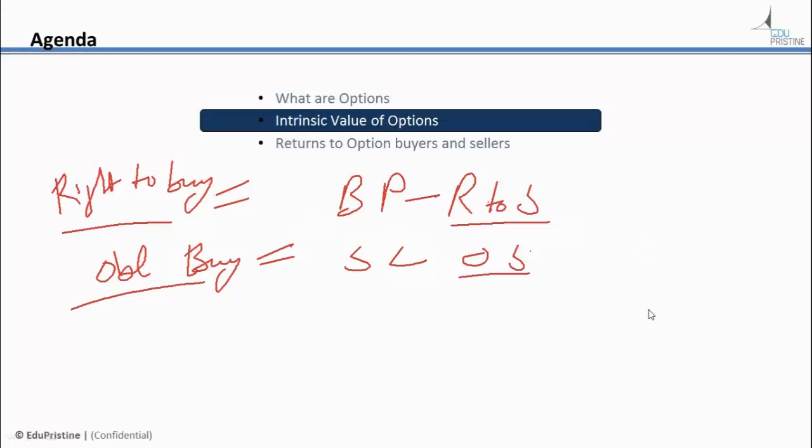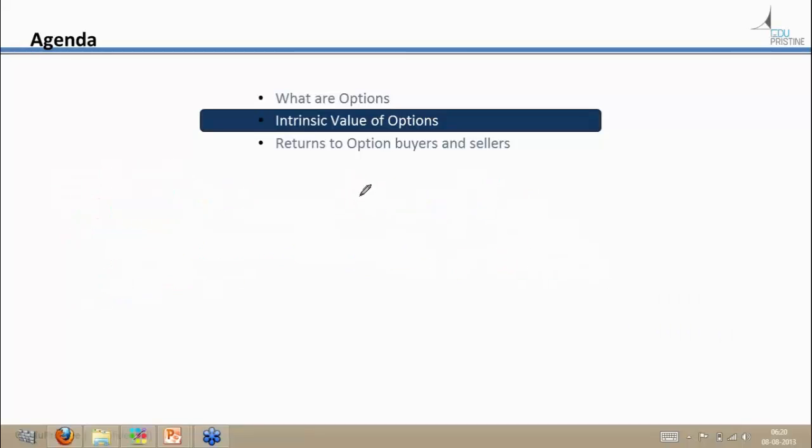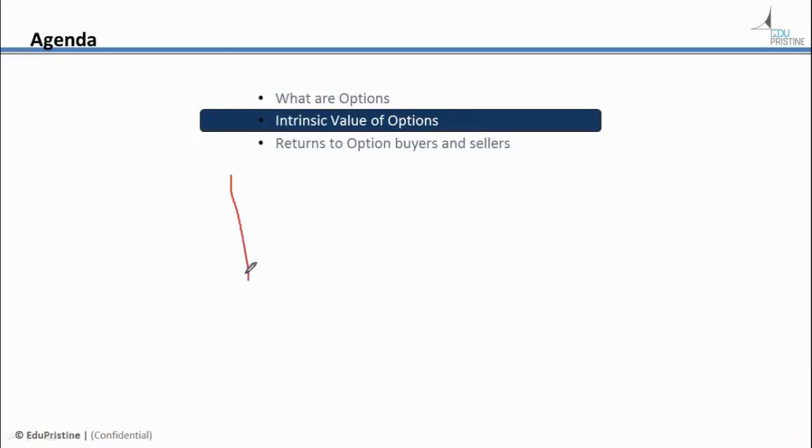Then, what does the graph of a call option look like? Now, what is a call? A call is the right to buy. Let's say I agree to buy at 50. So what will happen? When will I exercise? I will exercise when the market is above 50.